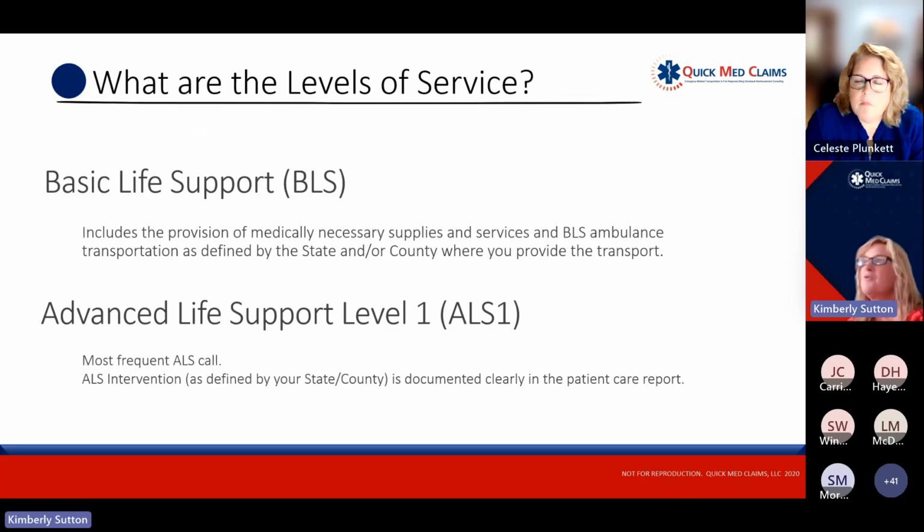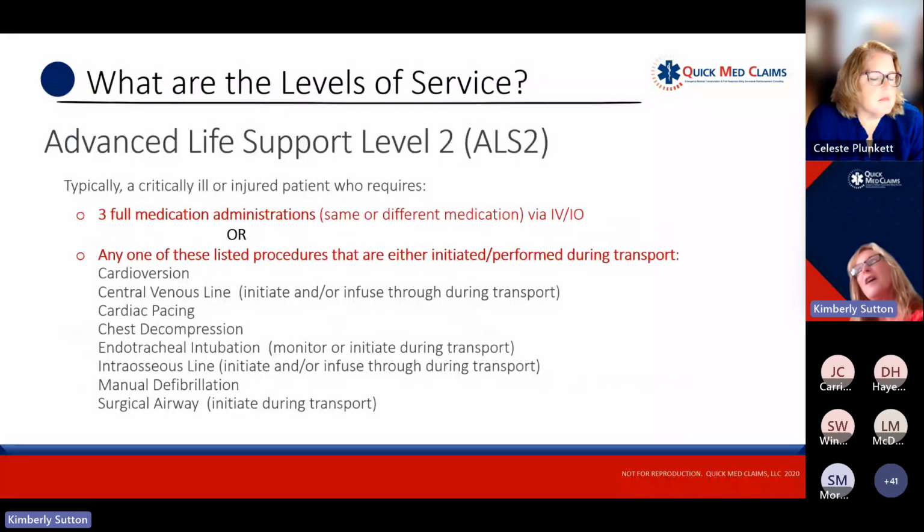The next area we're going to review are levels of service. So I think everybody's very familiar with what BLS and ALS is, and also the ALS-2 and SCT transports. This is just an overview so that we can show you how we look at what is defined by ALS. So typically it's a critically ill patient who requires medication administrations. They can be 3 different kinds, but it's typically IV or IO.